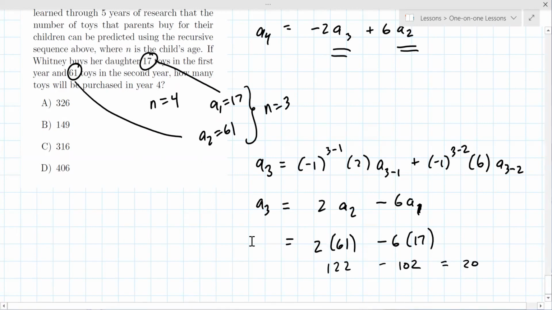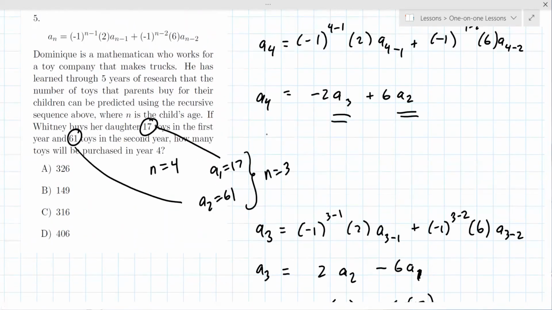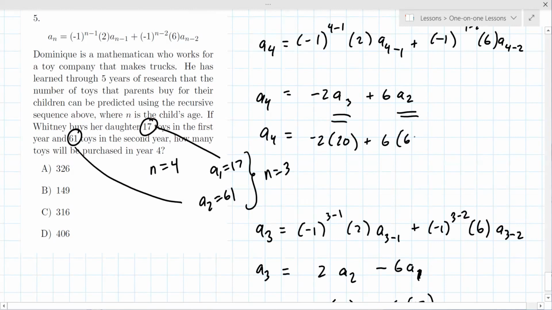So now we can go back to this equation and find A4. A4 is minus 2 times 20 plus 6 times A2. Well, that was 61. So this is -40 plus 6 times 60 is 360, plus the 1 is 6. So these two combine to 320: -40 and 360 is 320, plus 6 is 326.